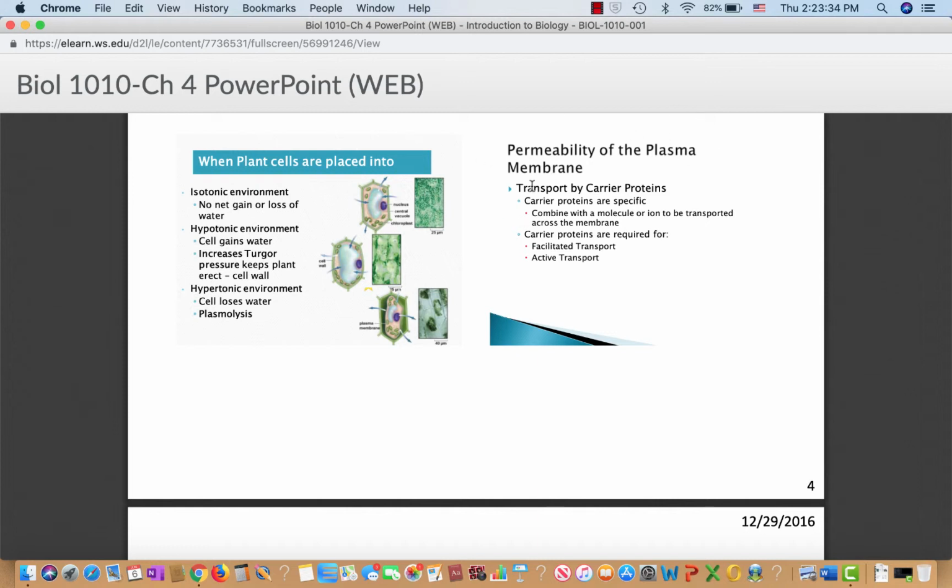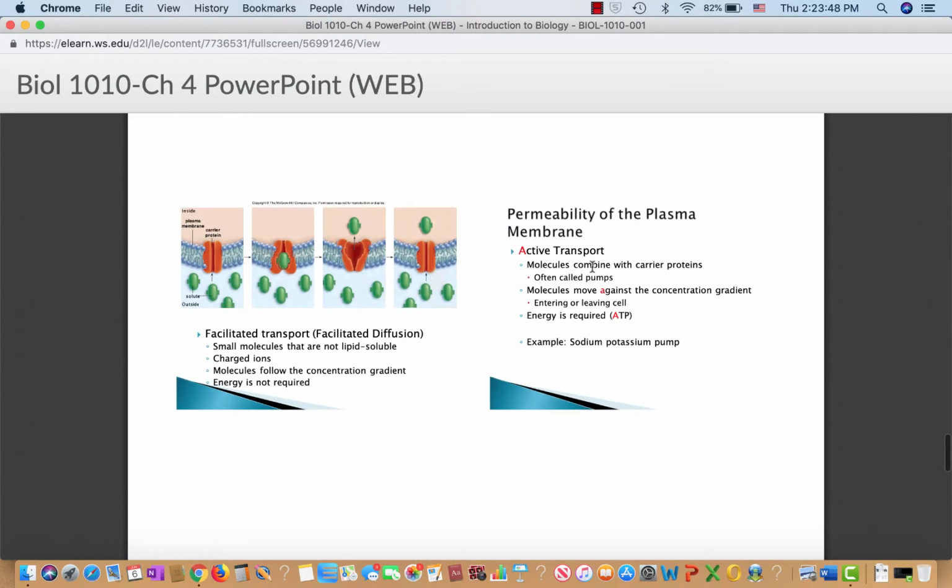Permeability of the plasma membrane. So we have carrier proteins, and they're required for facilitated transport and active transport. A carrier protein is just anything that combines with a molecular ion to transport it across a membrane. Some of them, like for facilitated diffusion, just let things pass through. It's basically just like a gateway that they can move through.